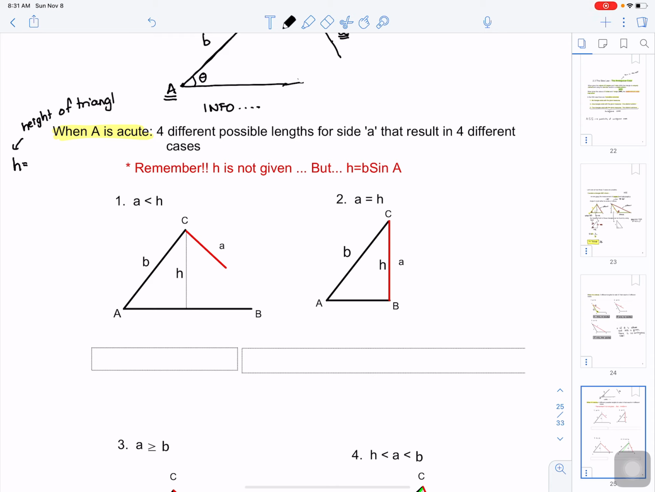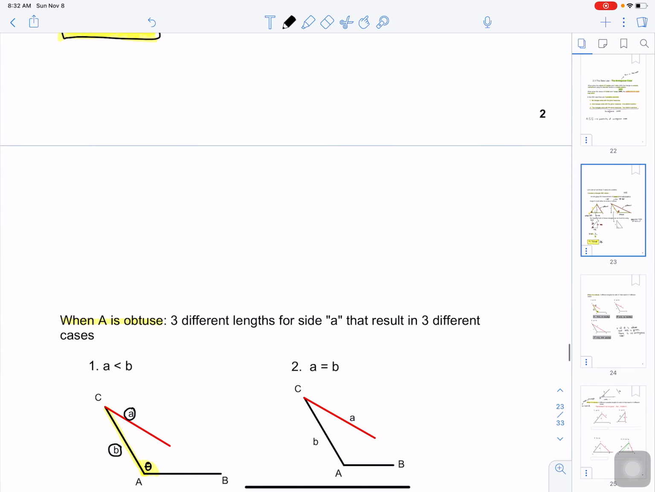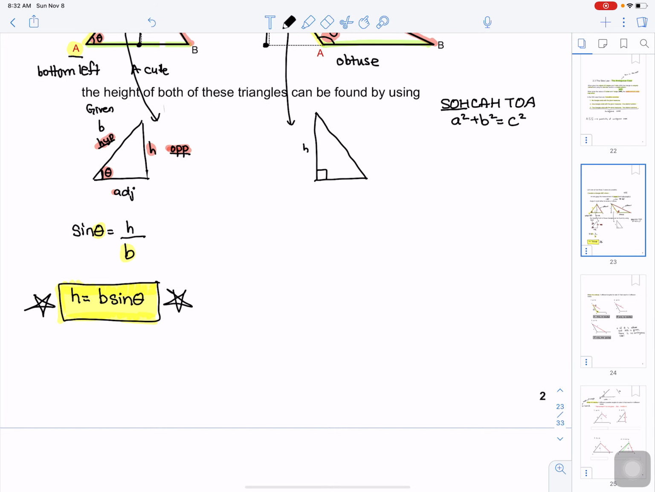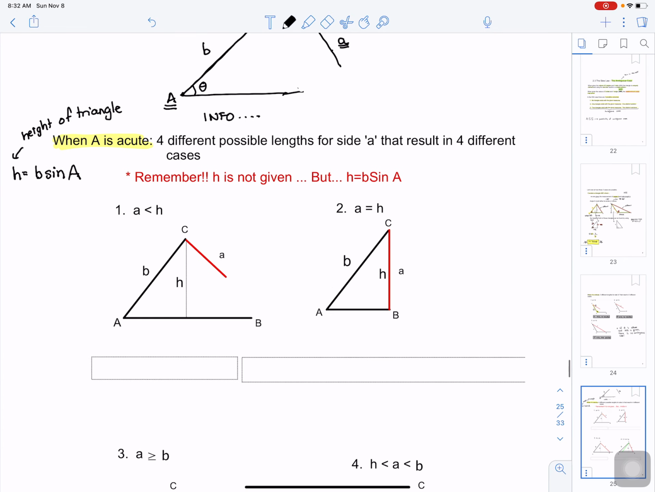how side A compares to this height of the triangle. So if you remember, we scroll back up, we calculated the height of the triangle using my SOHCAHTOA, and we got a relationship of b sine theta is equal to the height of my triangle. So this, again, is super key to remember. We're going to take that. We're going to look at our H.